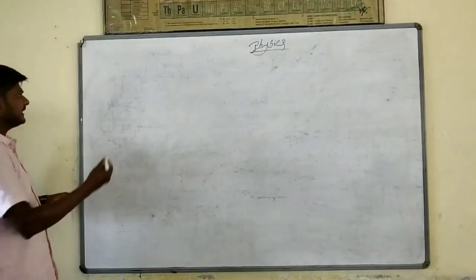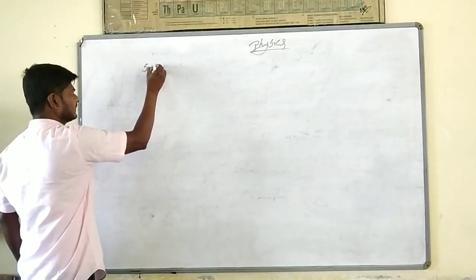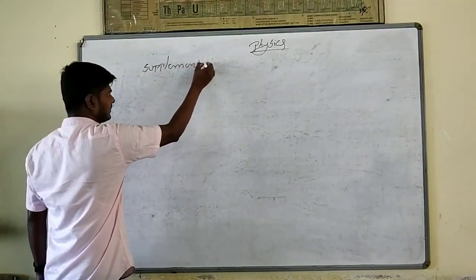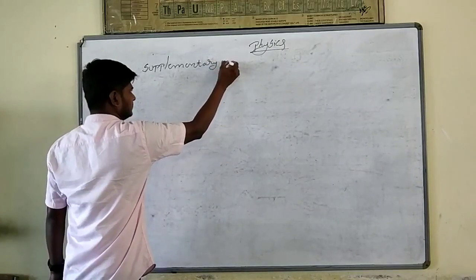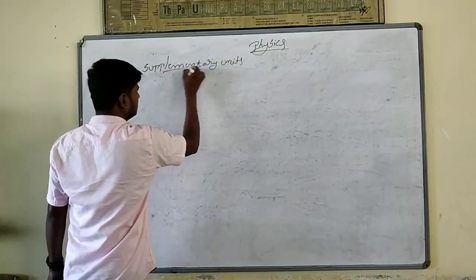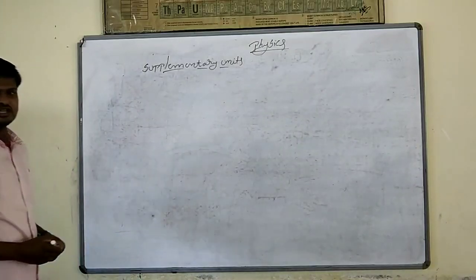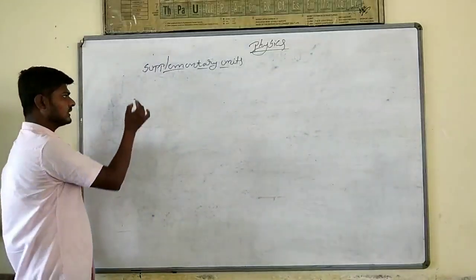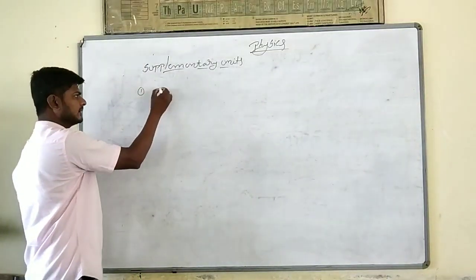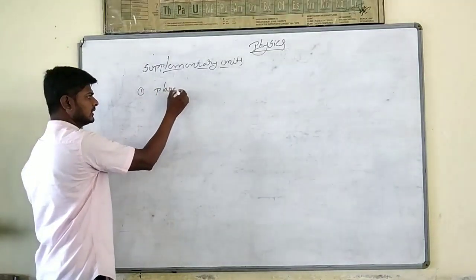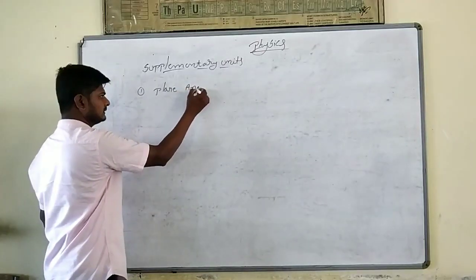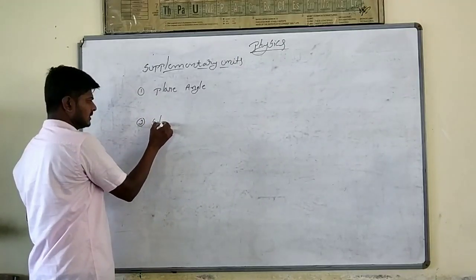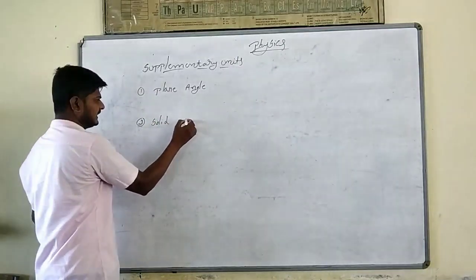Okay, supplementary units. This is also important. They will ask to mention the supplementary units. There will be 2 supplementary units. One is plane angle. Second one is solid angle.